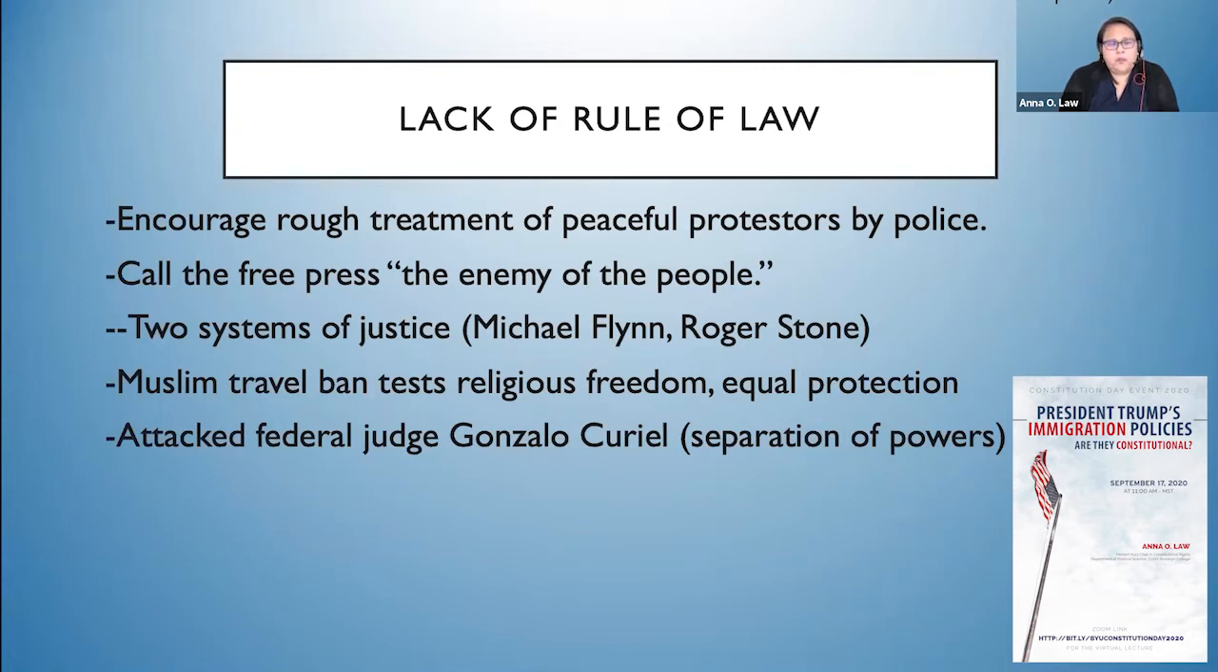And early in Trump's term, there was a case before a federal district court judge named Gonzalo Curiel. And the case was about Trump University. And basically the judge ruled that the university was fraudulent and that the university had to pay back the people that they had defrauded.